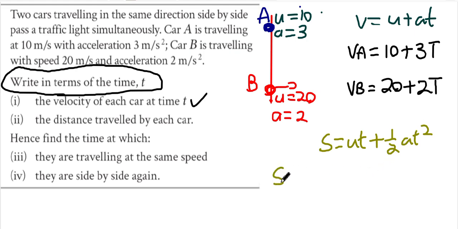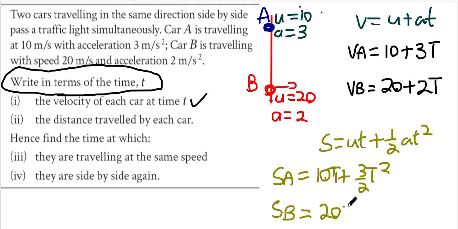Next thing, we're going to call it S subscript A. So what's that going to get you? 10t plus a half of 3, so 3 over 2 t squared, or 1.5, absolutely. Now what about SB? 20t, yeah. Half of 2 plus t squared, yeah.